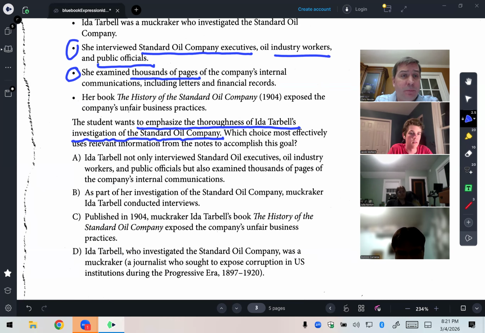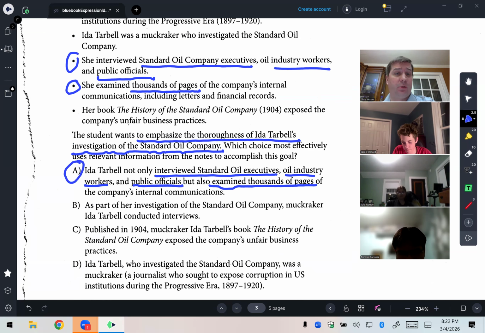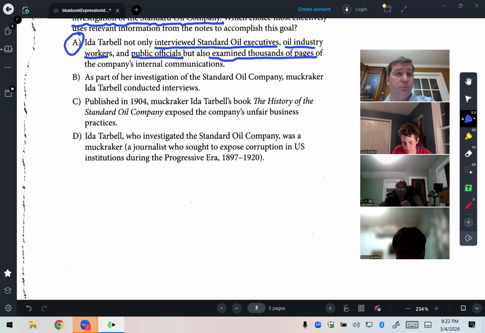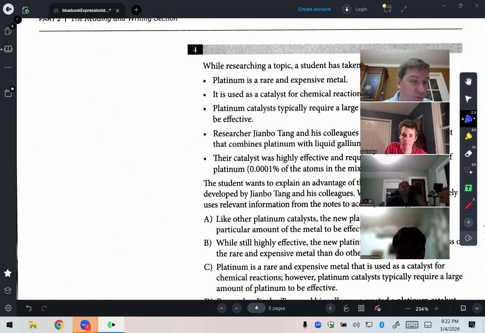Answer choice A: Ida Tarbell not only interviewed Standard Oil executives, oil industry workers, and public officials, but also examined thousands of pages of the company's internal communications. So that's very thorough. That one was answer choice A. All right, number four.